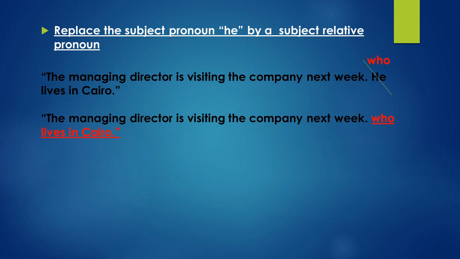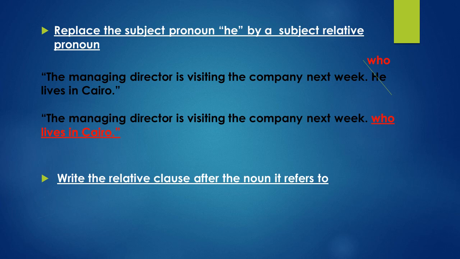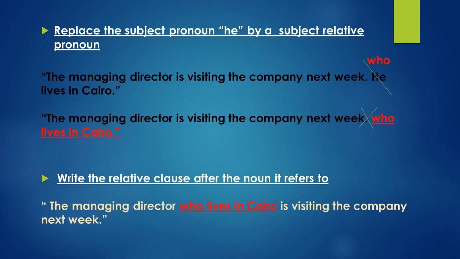Okay guys, next we need to do what guys? We need to put or write the relative clause after the noun it refers to. So we need to put who lives in Cairo after the noun the managing director. So we are gonna cross the full stop first and write the sentence with the relative clause. So the sentence will be: the managing director who lives in Cairo is visiting the company next week. So who lives in Cairo is a relative clause.